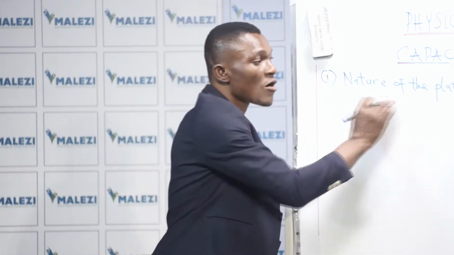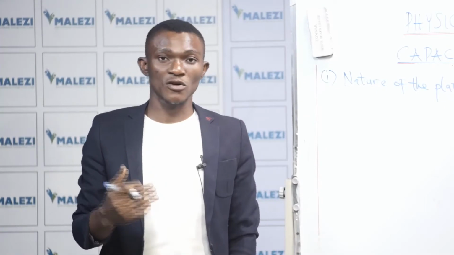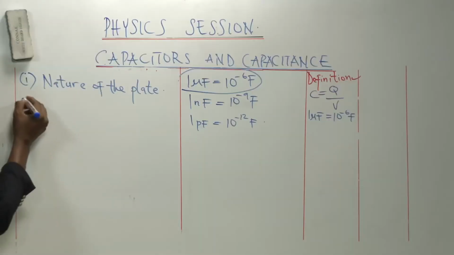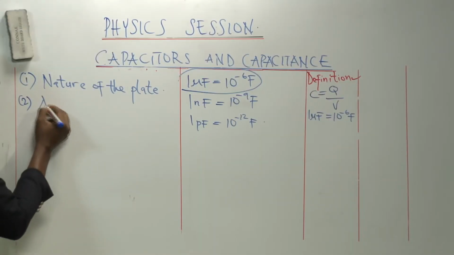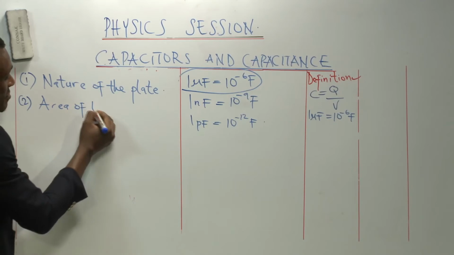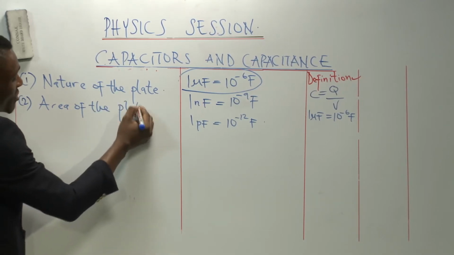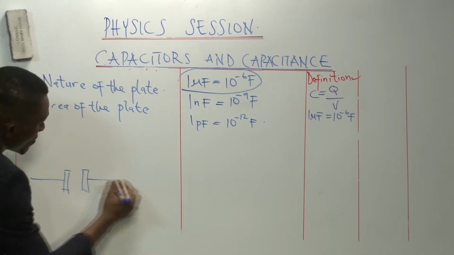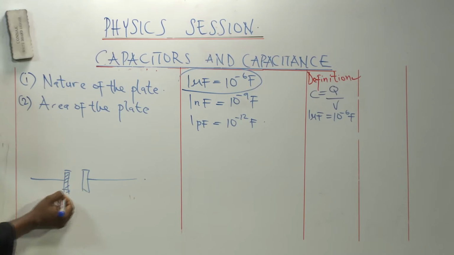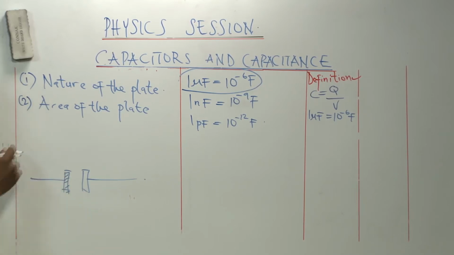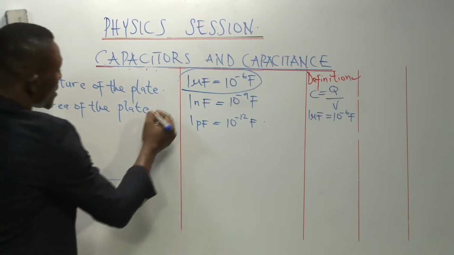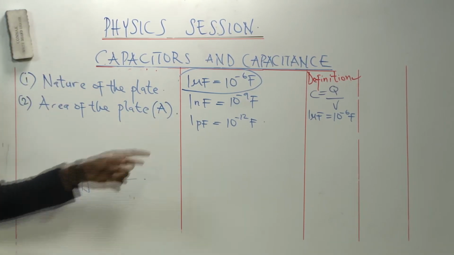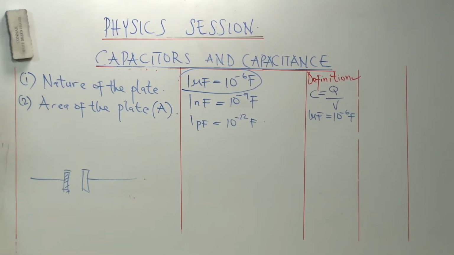So the nature of the plates, that is the type of the conductor we are using, affects the capacitance of the capacitor. Another factor is the area of the plate. Let me just draw below here. The area of this plate also affects the capacitance of the capacitor. The area of the plate is denoted as A. So what effect will it have on the capacitance?